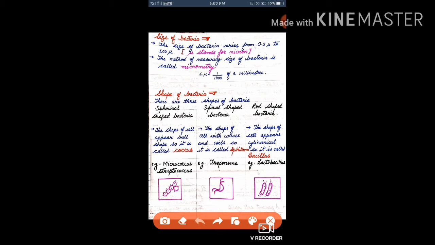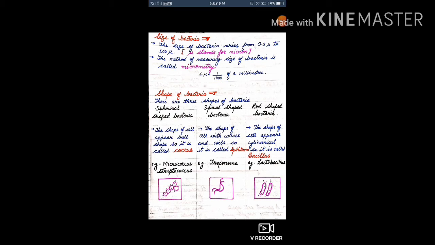First is spherical shaped bacteria. The shape of the cell appears like a ball, so it is known as coccus. The singular form is coccus and the plural form is cocci. For example, micrococcus and streptococcus. You can see in the picture also the shape is like a ball. So, such types of bacteria are known as cocci.